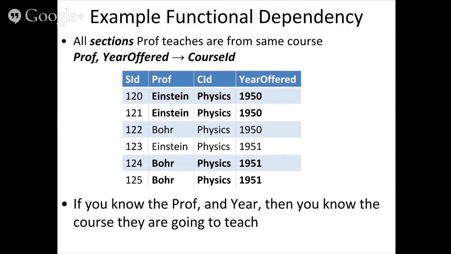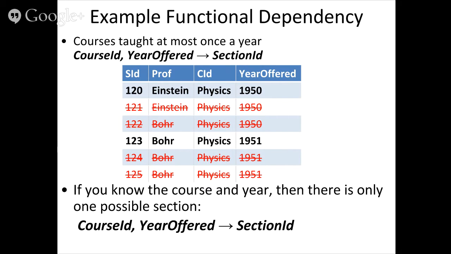But if you consider this rule together with the other rule, where course ID and year offered determine the section, there can only be one section. Then that means that for 1950 and the particular course physics, there can only be one section, section 120. Everything else, like section 121, 122, would be violating this particular functional dependency. That data would be bad and would not be allowed. So if we have this rule, we need to see how we are going to enforce it, so that we would not allow you to enter this data.